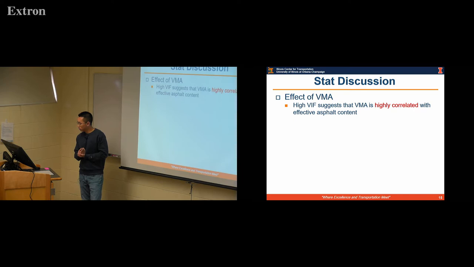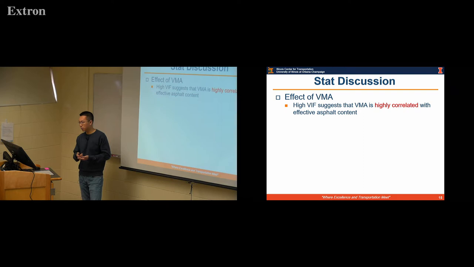Then it's the effect of VMA. The high VIF, which is the variance inflation factor, in the multiple linear regression suggests that VMA is highly correlated with effective asphalt content. So we don't consider the effect of VMA to be from itself. It's because when you have lower effective asphalt content, you always expect to have higher VMA.